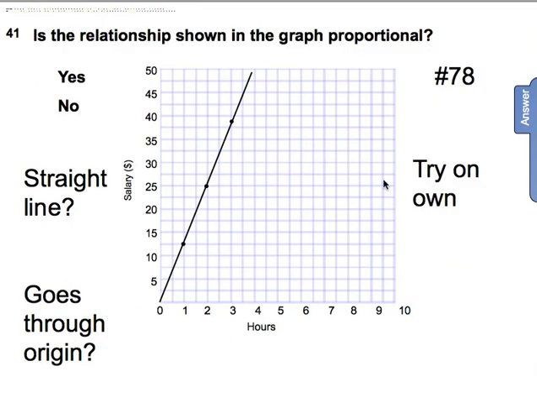Please try slide 78 on your own. And instead of just circling yes or no, please write straight line and goes through origin and answer both of these questions with either a yes or no. If you get 2 yeses, it's a yes. If it's one of each, it's a no. Or if it's 2 no's, it's also no.